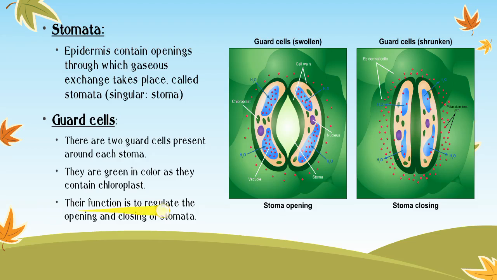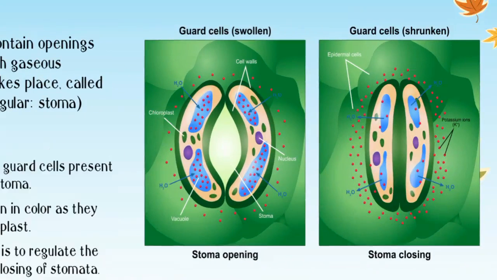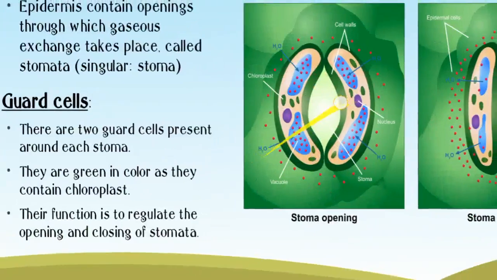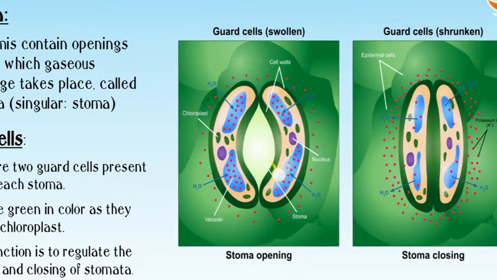Their function is to regulate the opening and closing of the stomata. In this diagram, these are the guard cells, and their main function is the opening and closing of the stomata. In the first diagram, you can see it is written stoma opening, which means the stomata are open. But in this diagram, you can see that the stomata is closed. So the opening and closing of the stomata is because of these guard cells. The movement of these guard cells opens and closes the stomata.